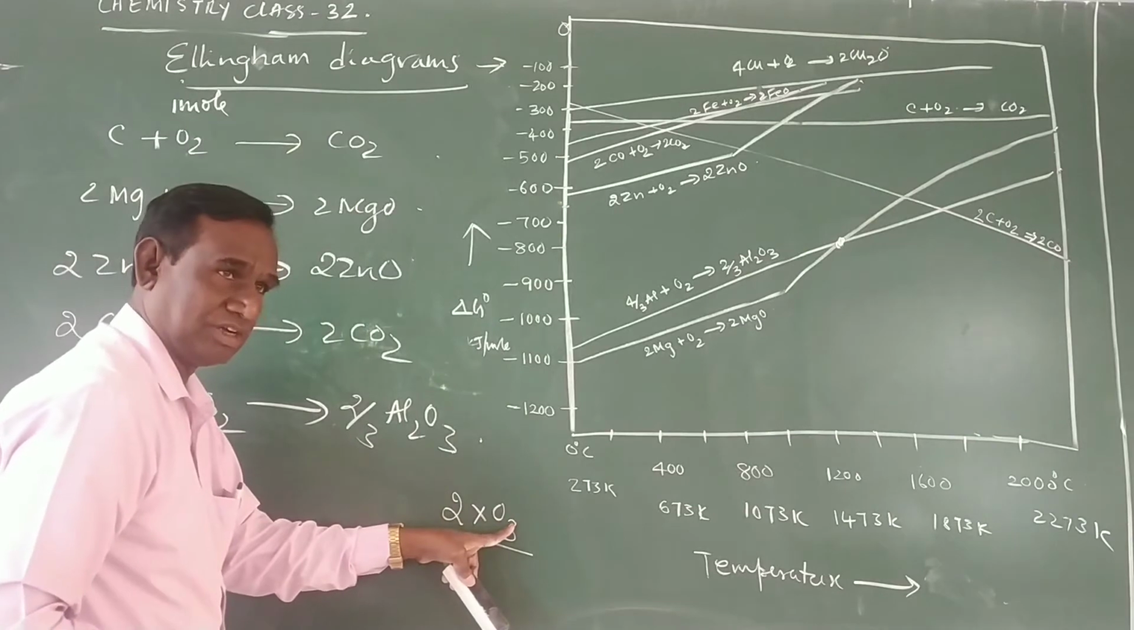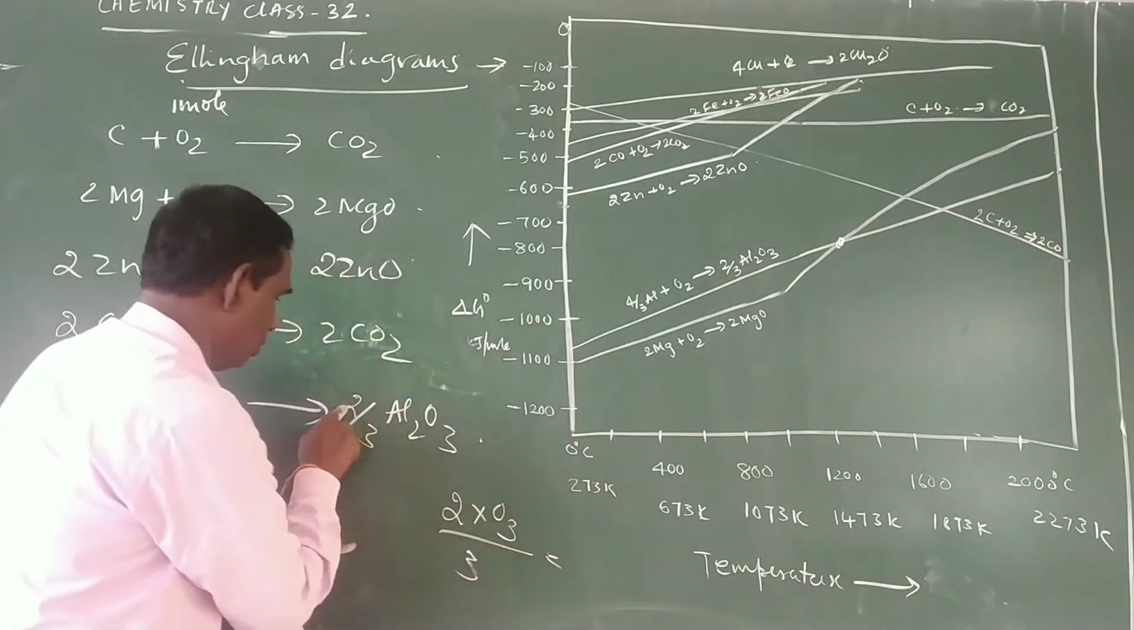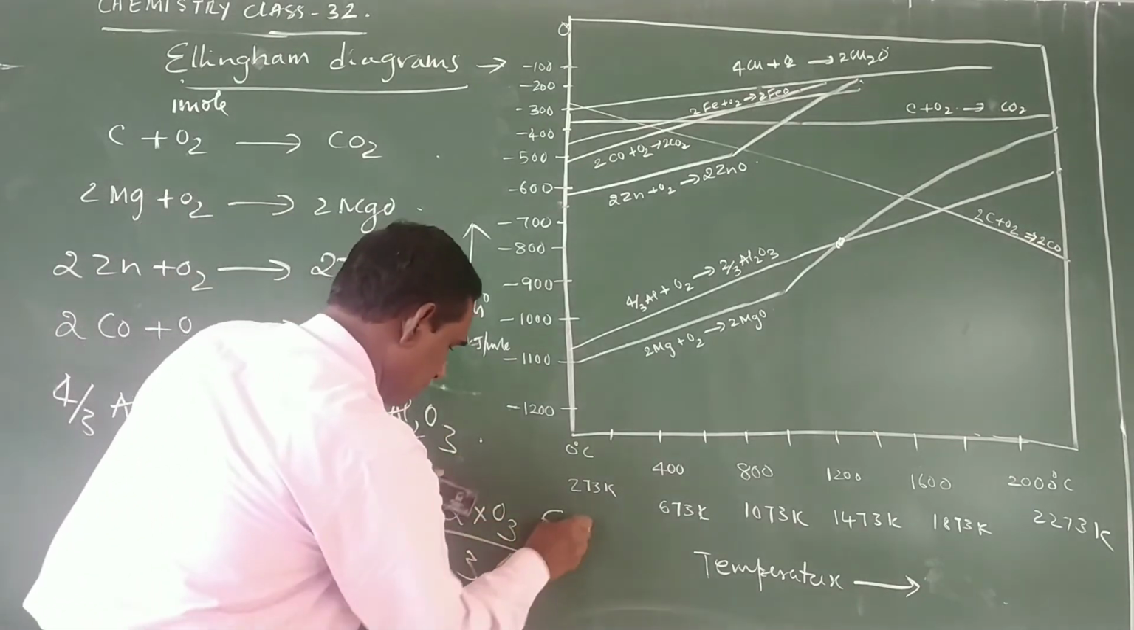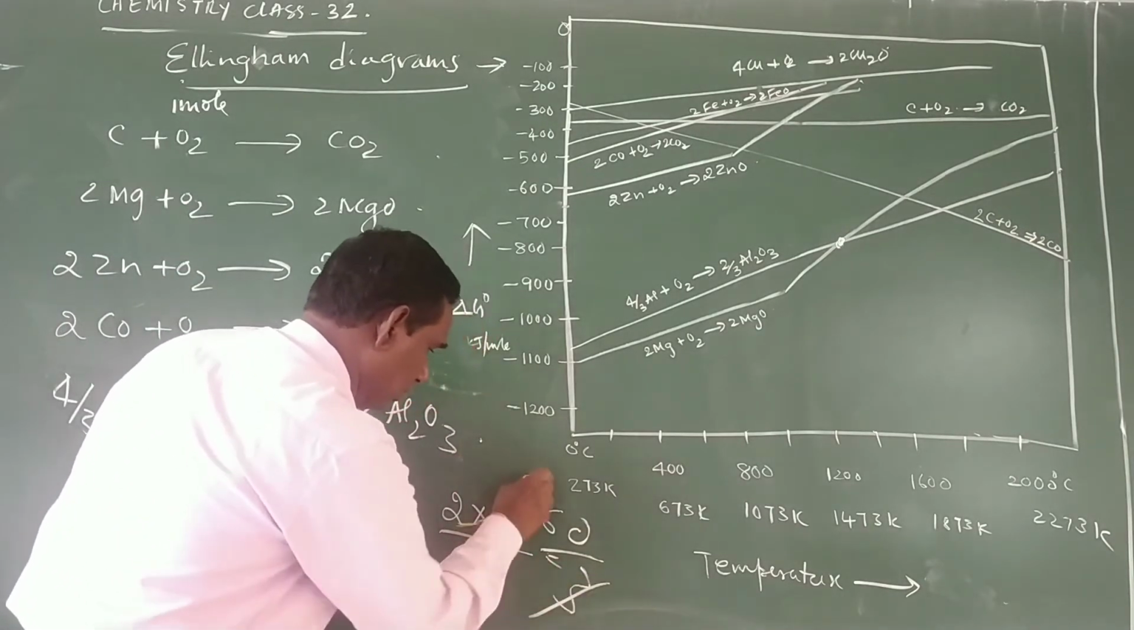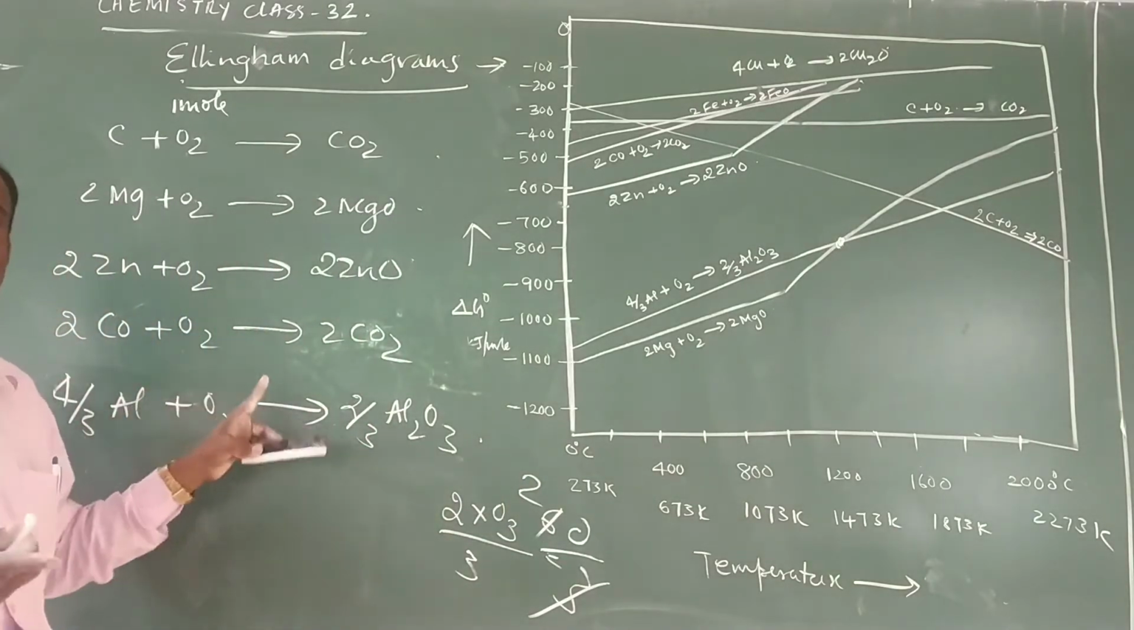Here also, you see, 2 into O3 divided by 3. 2 3s are how much? 2 3s are 6. You see, 2 3s are 6O divided by 3. 3 2s are 6. 2O. Here also 2. That is how we can write, you see.